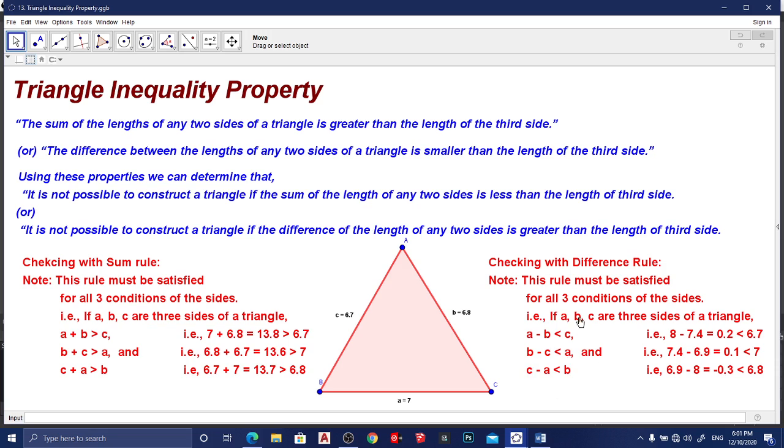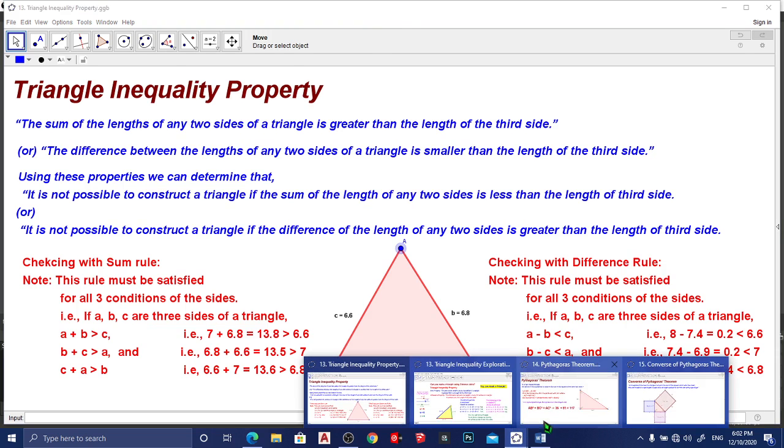So all three conditions should be satisfied to say that the given three sides belong to a triangle or not. So observe here, same values I am taking. A minus B means, what is the A value here? If we change this, it is not changing here because something is wrong. I will show in the next slide. So if you take the same value, 7 minus 6.8, how much is it here? This is 1.8. So 1.8 is less than the third side, 6.6.